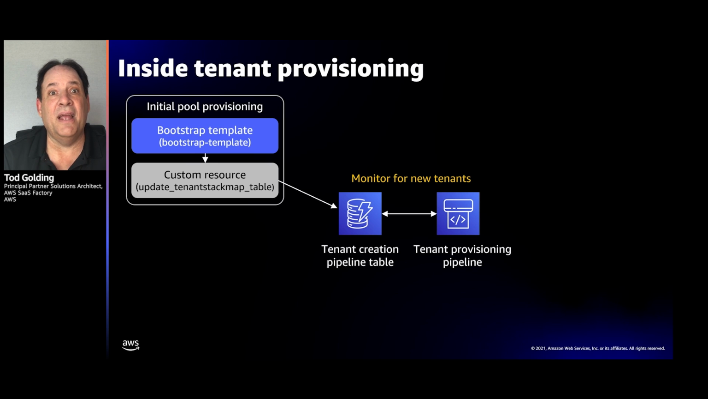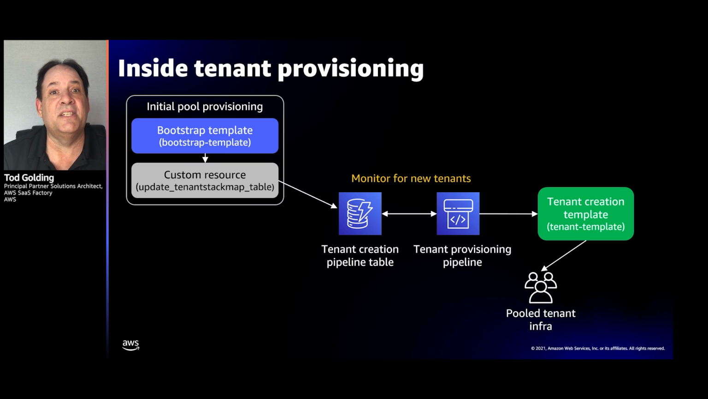Then a pipeline will essentially pick that up. Pipeline will say, hey, there's a new environment that needs to be created, and then it'll go to this tenant template, and that tenant template will then provision everything. And we'll look at that tenant template in a little more detail, but it will essentially provision everything that's needed for the pool, and now we're ready to start accepting pooled customers.